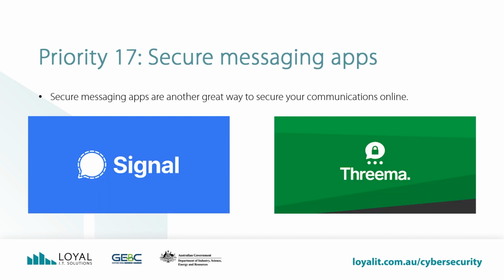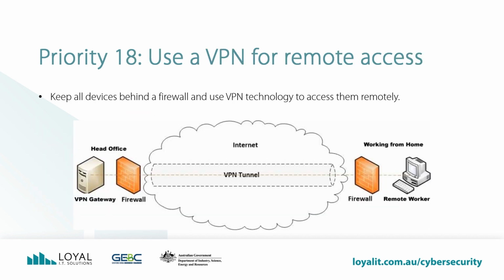Priority 17. Secure messaging apps. Secure messaging apps are another great way to secure your communications online. There are a number of free apps that support end-to-end encryption, so no one except the intended recipient receives your communications.